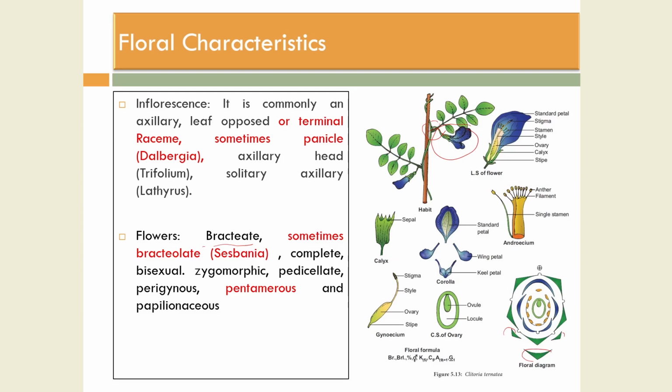And the flower is complete, that means they have both accessory as well as sexual organs. We have already studied that the flower has four parts, that means calyx, corolla, androecium and gynoecium, in which calyx and corolla are the accessory parts, while androecium and gynoecium are the reproductive parts. So the flower is complete because it has all the floral parts, and bisexual because it has both the sex organs, androecium and gynoecium, and then it shows zygomorphic symmetry. Zygomorphic means it can be cut along only one line to get equal divisions.